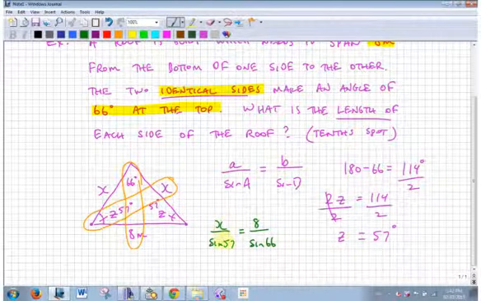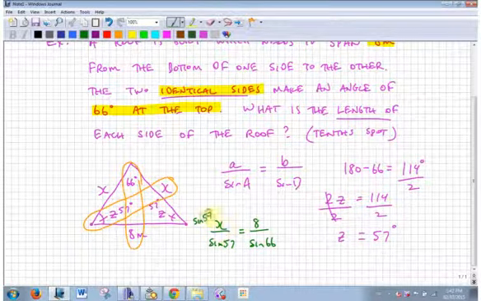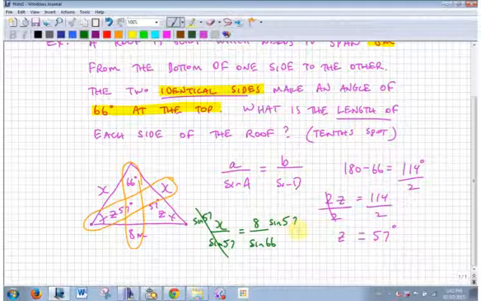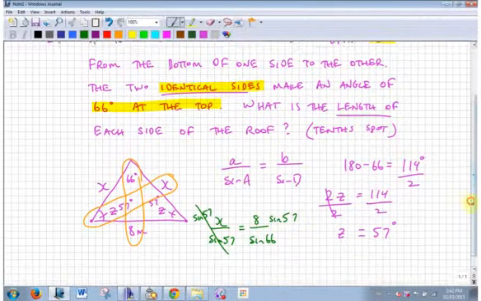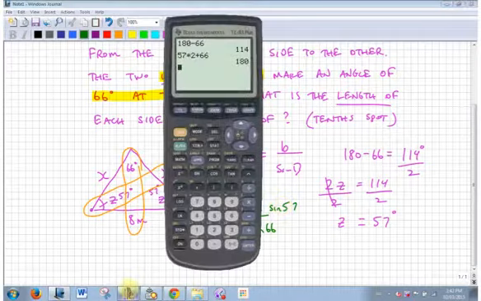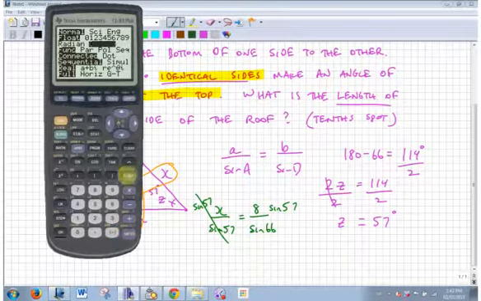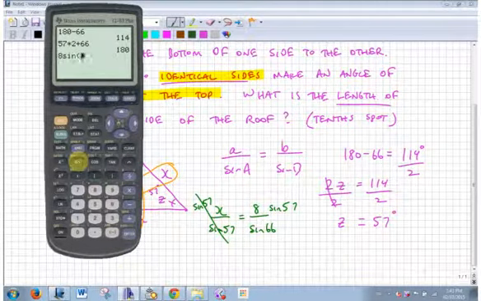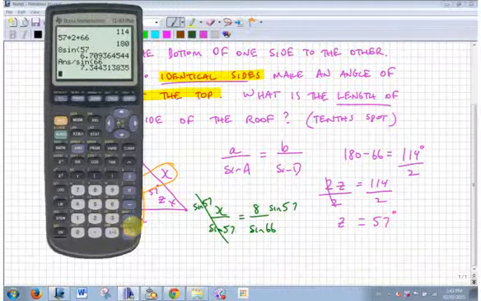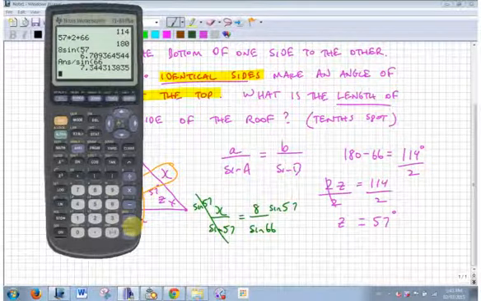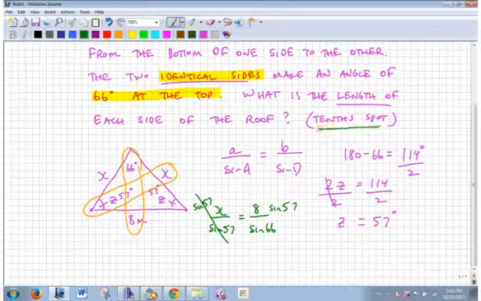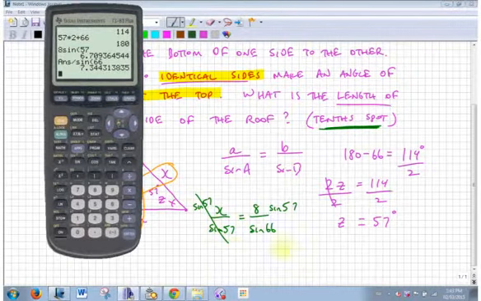It says x divided by sine 57, so if I multiply, the opposite of divide, it's gone. Whatever I do to one side, do to the other side. And x is 8 times sine 57. Make sure you're in degrees, which I'm not. 8 sine 57 divided by sine 66, or if you're really clever, you can put all that in at once. 7.3. Read the question to the tenths. 7.3.